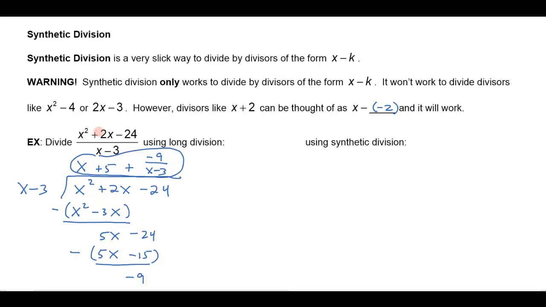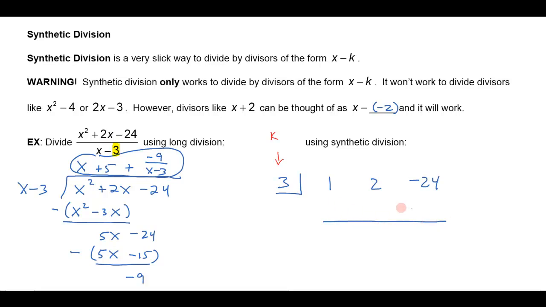For synthetic division, what you do is you just take the coefficients. So I'm going to just write 1 for the x squared, and 2 for the x, and then negative 24 for the constant term. Then I'm going to make a little box over here, and I'm going to put my value of k, and the k is exactly, in this case, 3, from x minus k. So k is what goes in this box. Alright, so if I was dividing by x plus 2, then my k would be negative 2, and negative 2 would go in that box.